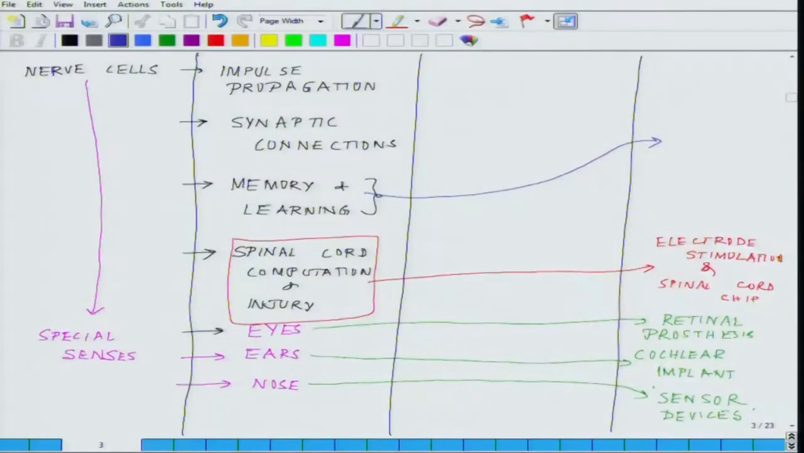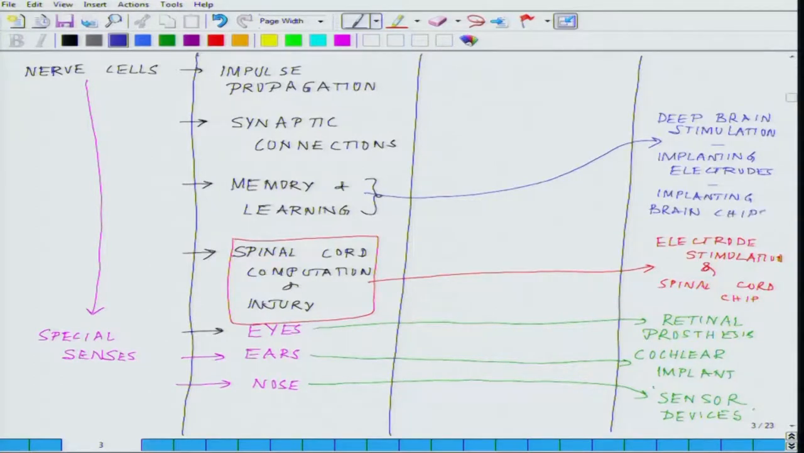So it will start with stimulation, then implanting electrodes, then you have implanting brain chips. These are the futuristic dream of mankind.